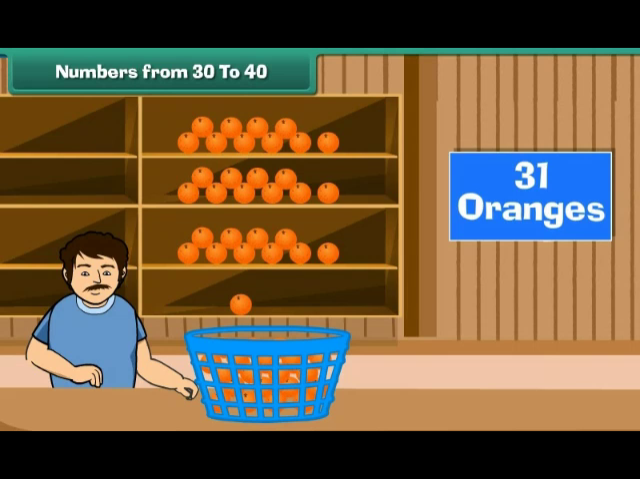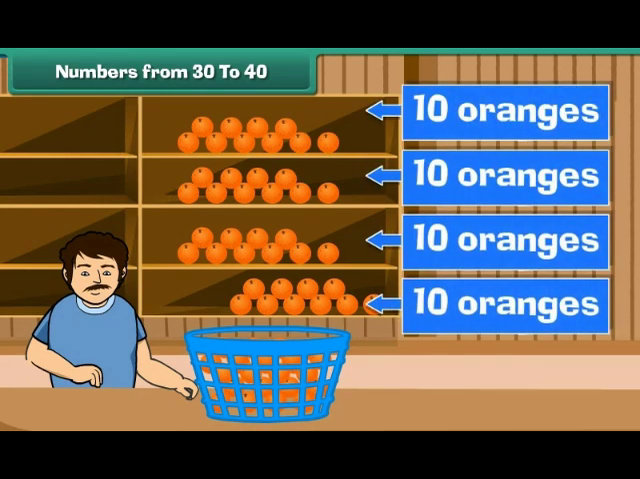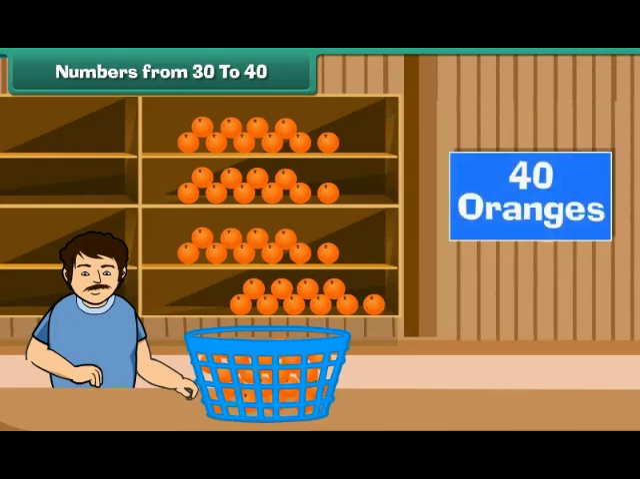Keep adding 1 orange at a time to the 4th shelf. 32, 33, 34, 35, 36, 37, 38, 39. And the last orange? Now there are 4 groups of tens, which make 40.